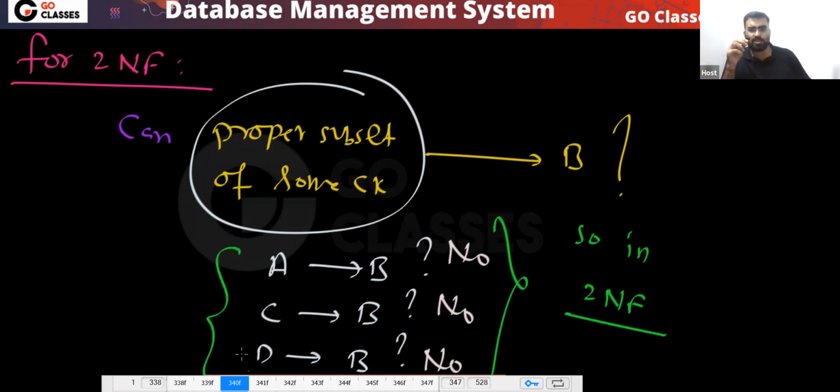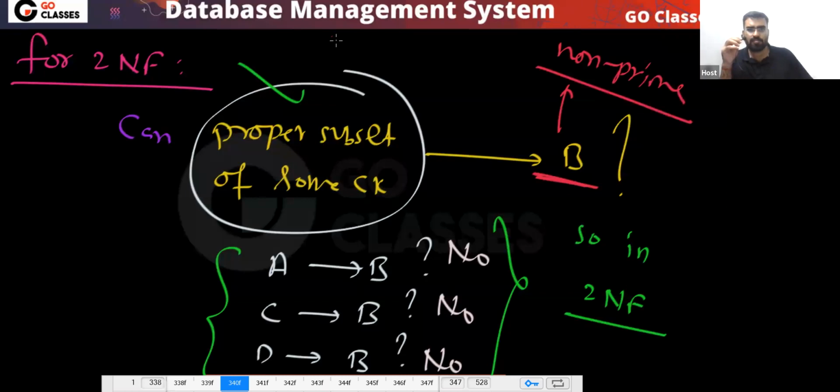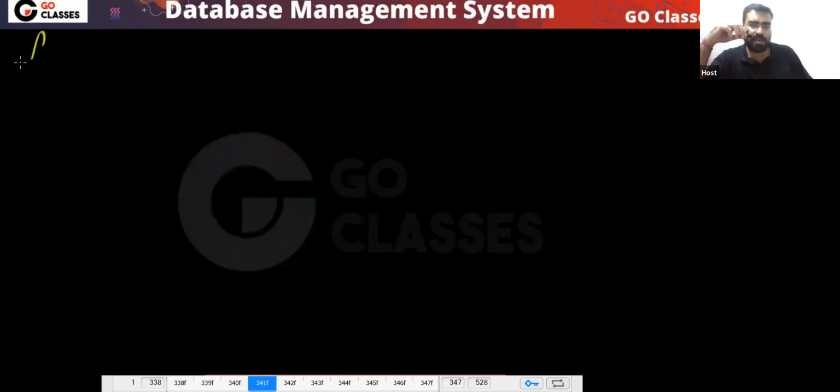2NF is quite easy actually. Just check all the proper subsets. Yes or no? Is this clear? Just check all the proper subsets, nothing else. And this is the non-prime attribute. All the proper subsets of candidate key you check.